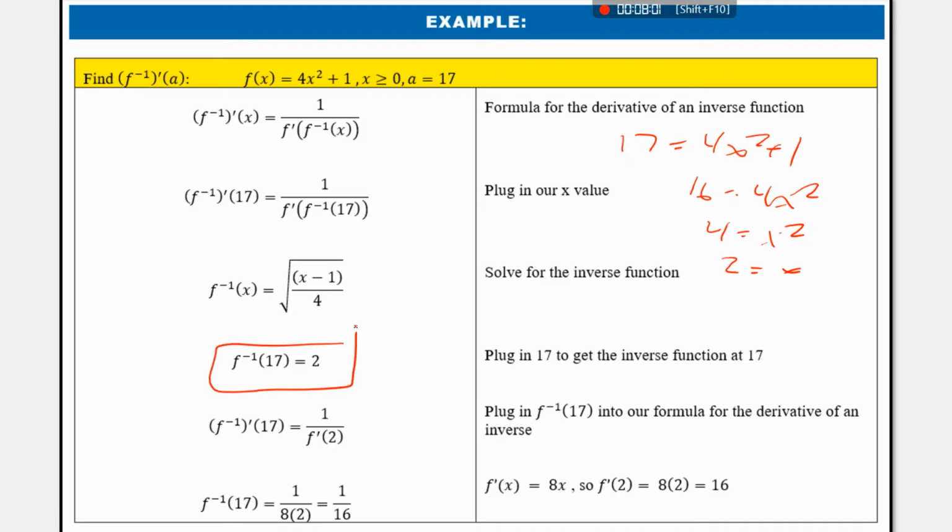So that gives me my derivative of the original function at 2. So if my original function is 4x squared plus 1, my derivative is 8x. So that's 8 times 2, or 16.